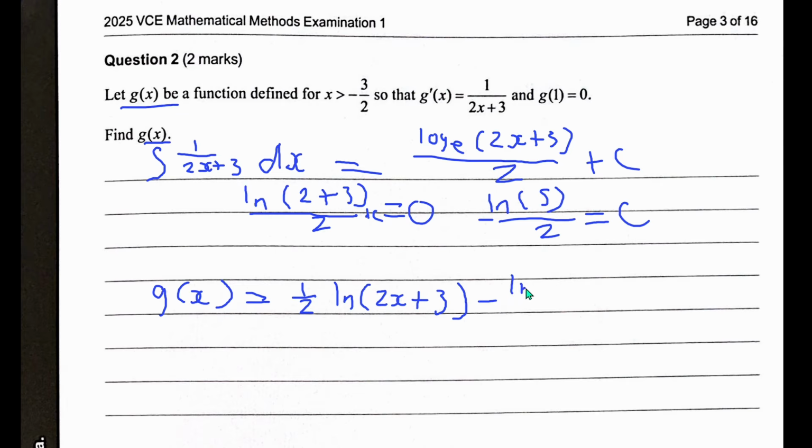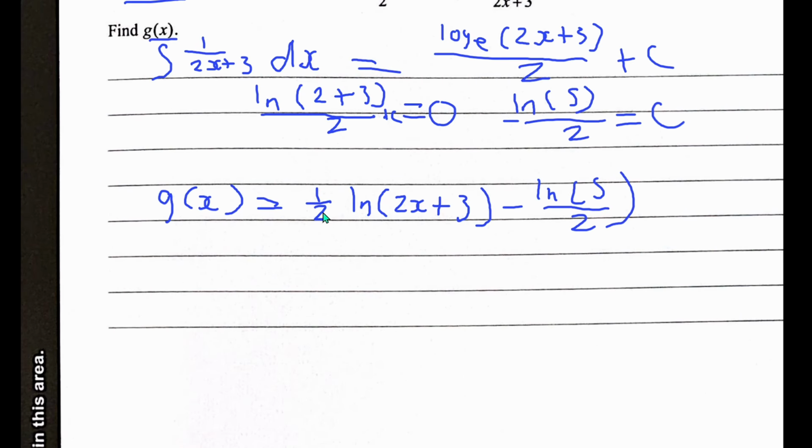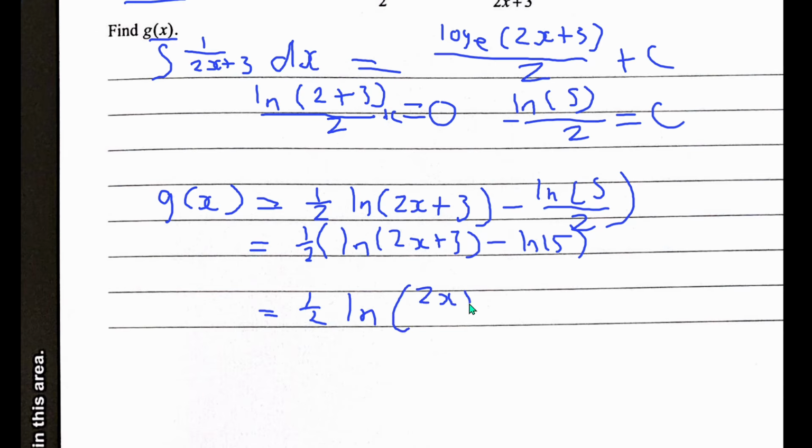Okay. And another thing we can do in question 2 is, as we see this is half, this is also half. So I can just combine it into 1 half and say ln 2x plus 3 minus ln 5. And what do we know? That if there's the same base, we can say 1 over 2 ln 2x plus 3 divided by 5.